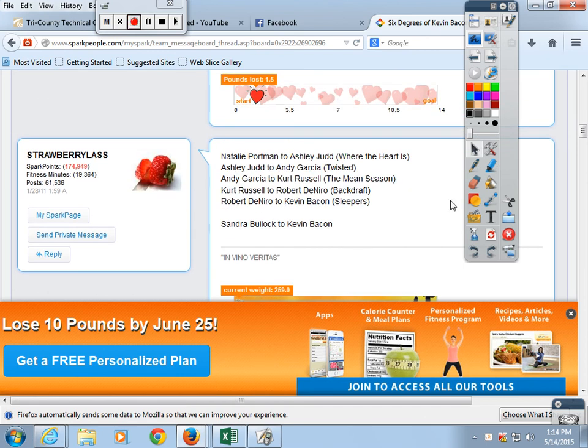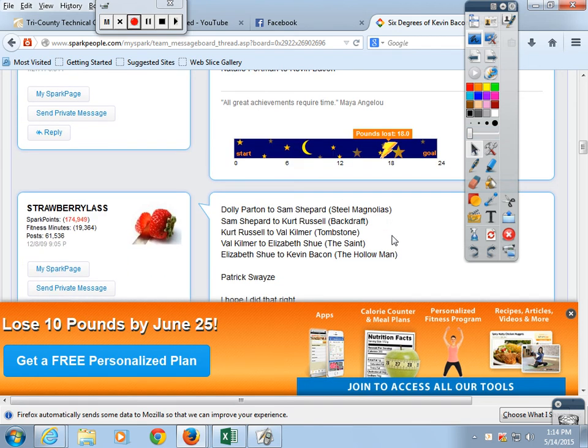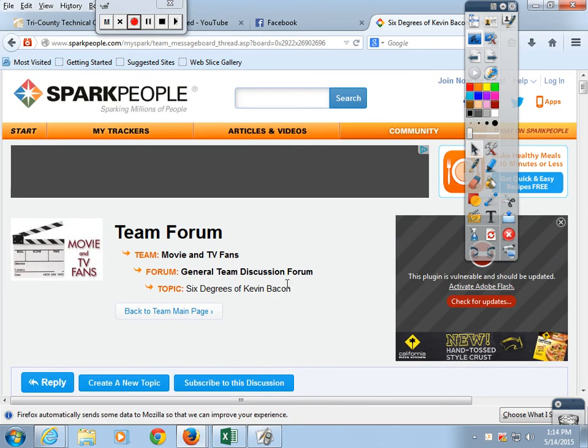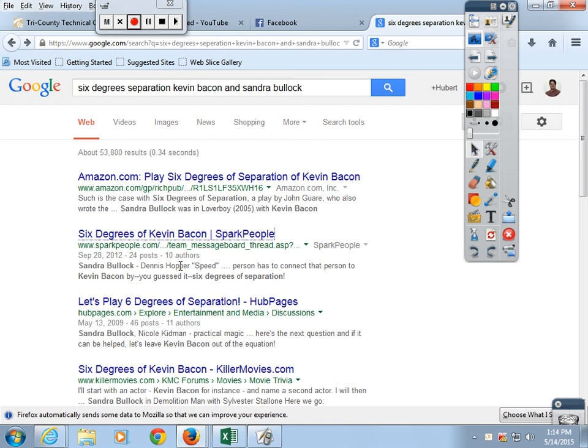Natalie Portman, I don't know what this is, that's somebody else. I was wanting to see, but this is a whole page of Kevin Bacon. I was wanting to see Sandra Bullock. Why can't I?